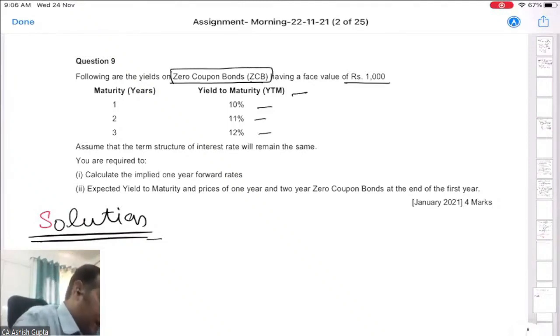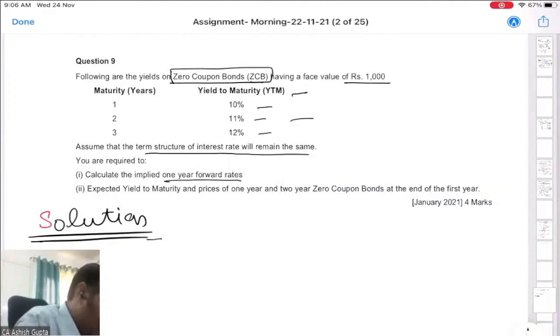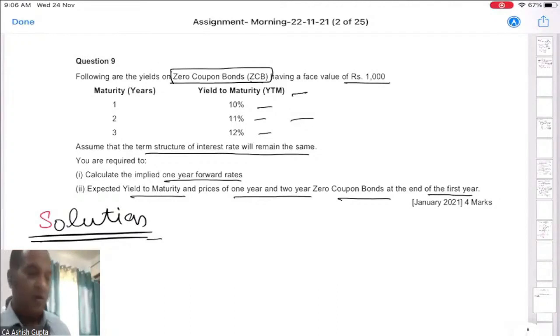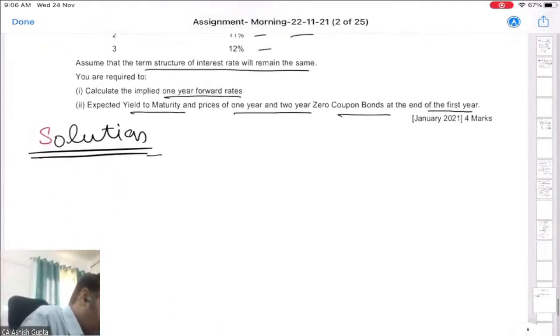Maturities and different rates have been given to us. As per this, you are required to calculate the implied 1 year forward rates that we have discussed earlier, and the expected yield to maturity at a price of 1 year and 2 year zero coupon bond at the end of first year. Okay, student, now it sounds interesting. The question is very interesting. First of all, we have to find out the forward rate.